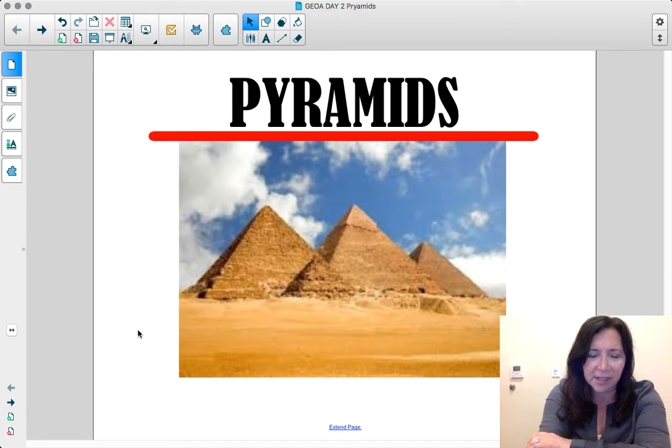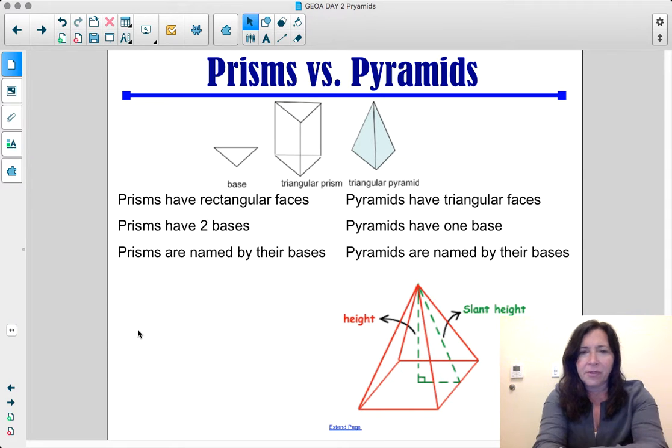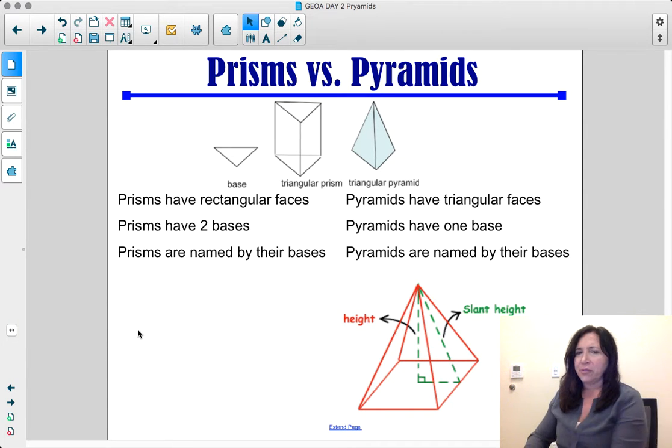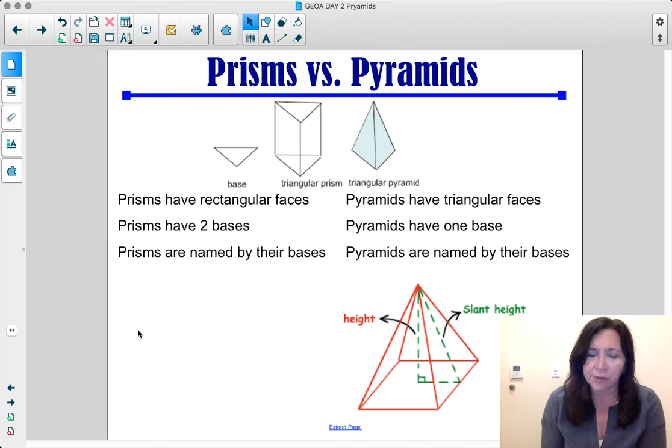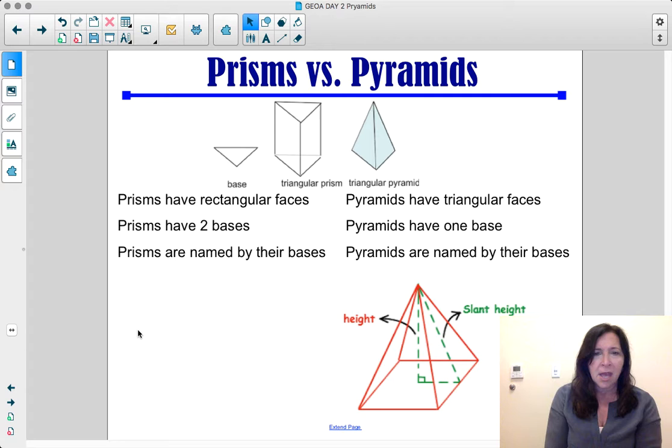Hi everyone, today's lesson is on pyramids: volume of pyramids, lateral area of pyramids, and total surface area of pyramids. So let's get started, talking about pyramids versus prisms. We just covered prisms, finding the volume, the lateral area, and the total surface area of prisms. Today we're going to talk about pyramids and the differences between them.